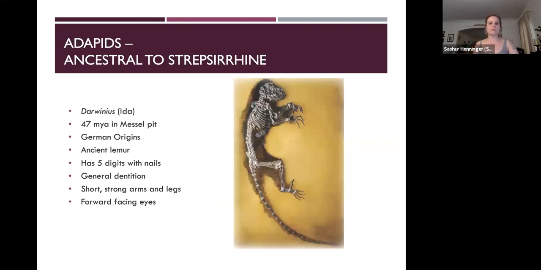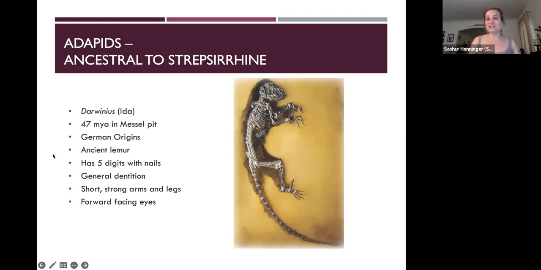Just a couple examples for you here. We have a group of primates called adapids from the Eocene that are believed to be ancestral to strepsirrhines. This is just one fun example. This is Darwinius, otherwise known as Ida. This fossil was found in what's called the Messel Pit in Germany, and is about 47 million years old.